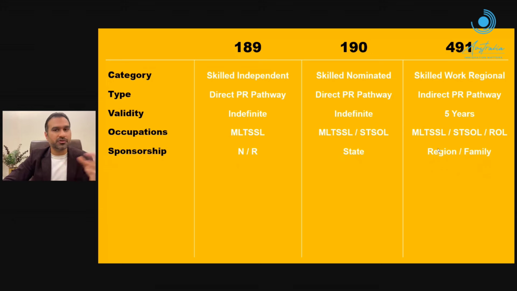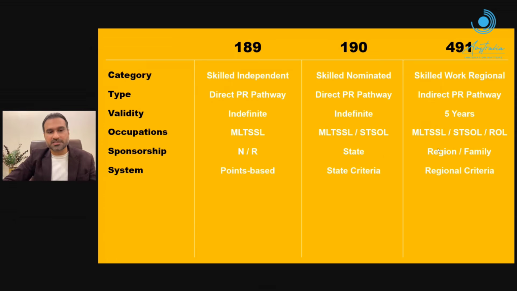For 189, you do not need any sponsorship. For 190, the state must nominate you, whereas for 491, you need sponsorship from either the state's region or an eligible relative or family member can sponsor you for a 491 visa subclass. In these cases, for 190, for state nomination, you get 5 points as part of your EOI submission, whereas for 491, you get 15 points as part of your state or eligible relative sponsorship in your EOI.